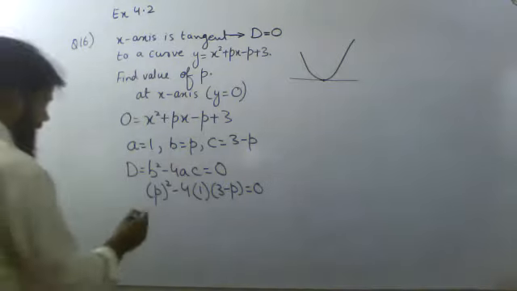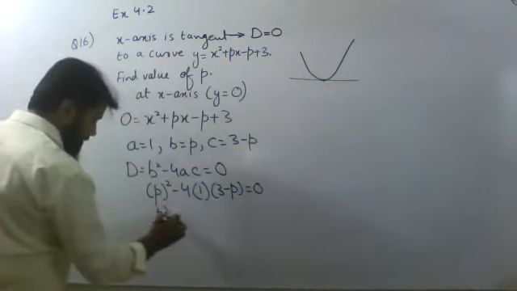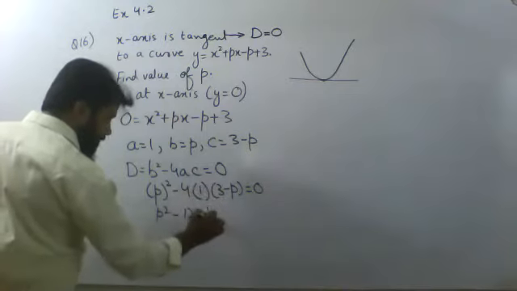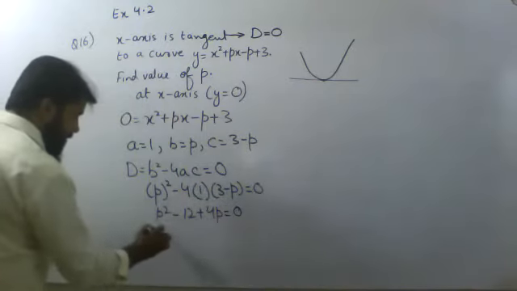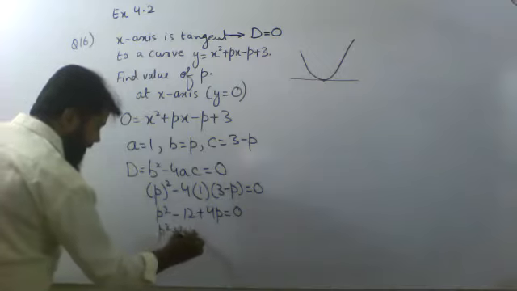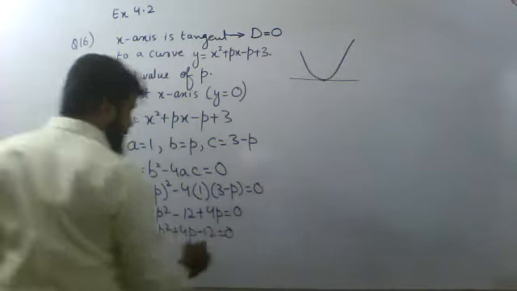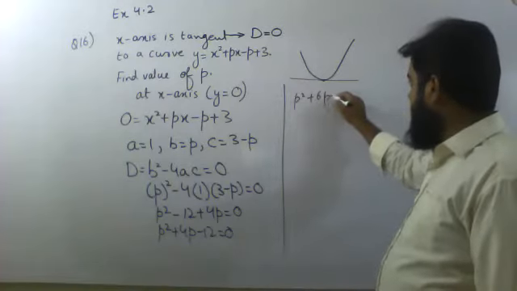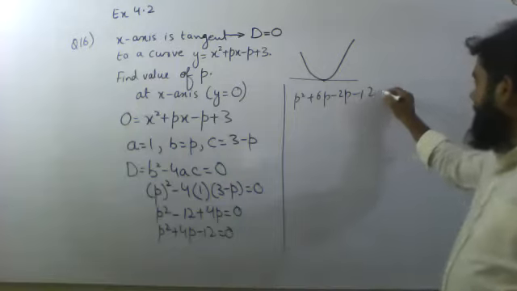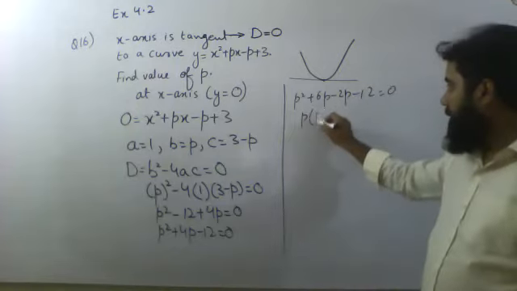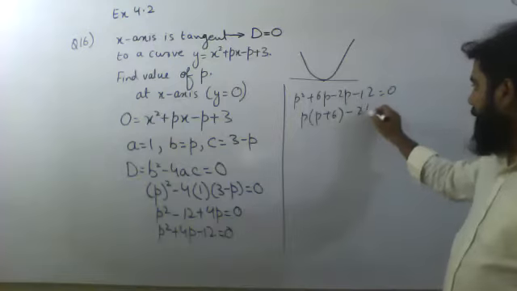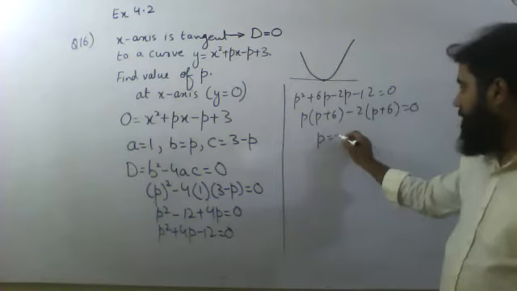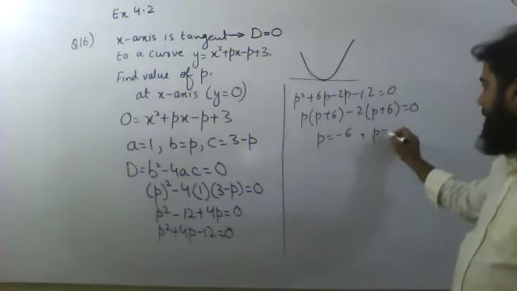Now, simplifying it, p square minus 12 plus 4p equals 0. P square plus 4p minus 12 equals 0. Middle term breaking, p square plus 6p minus 2p minus 12 equals 0. P common, p plus 6, minus 2 common, p plus 6 equals 0. So either the value of p is minus 6 or p will be equal to 2.